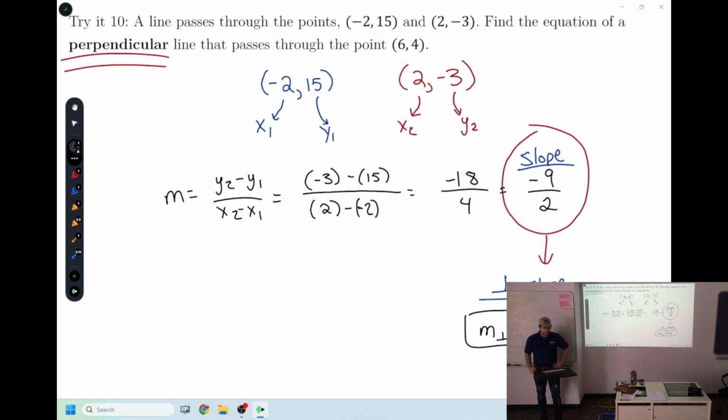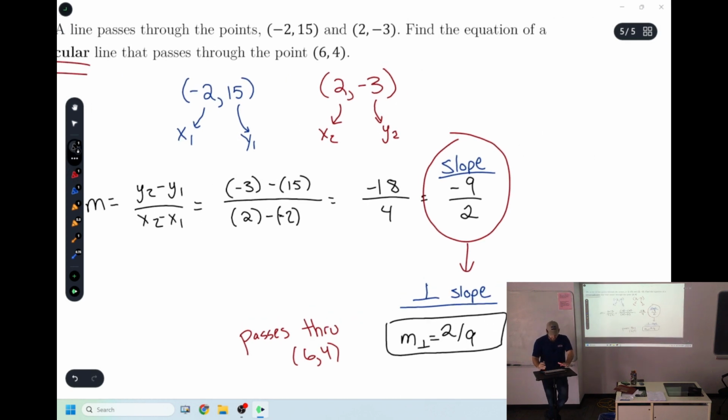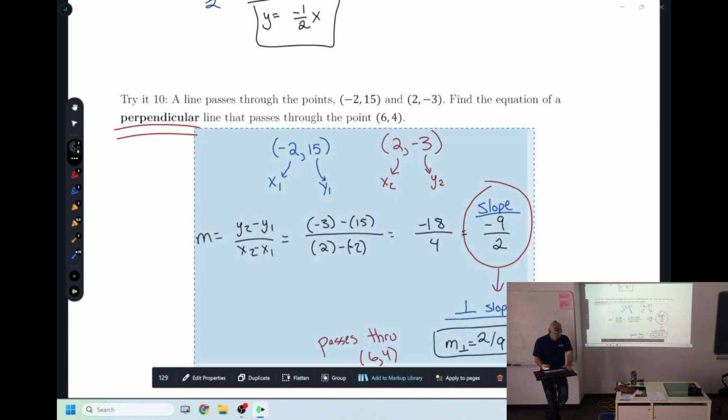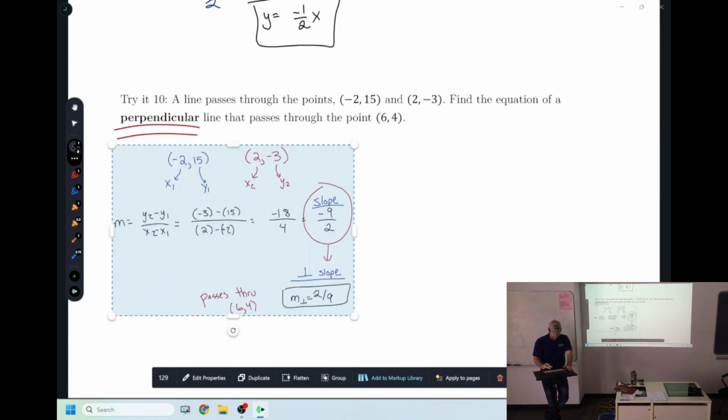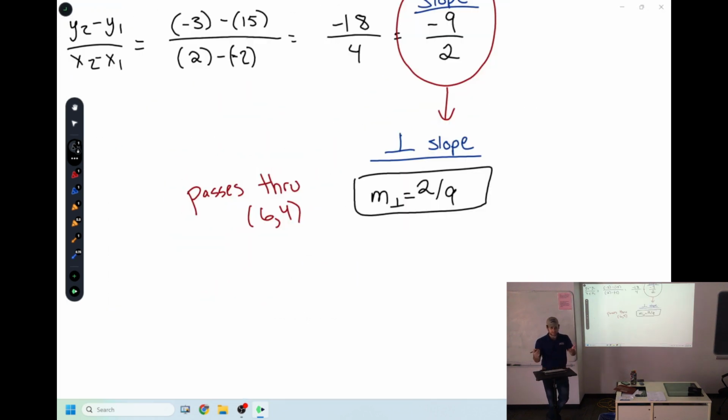We've got a slope. And what point is it passing through? It passes through (6, 4). So we've got ourselves a point and we've got ourselves a slope. I am out of room, so I'm going to do something that you can't do. Isn't that nice? All right. What is that point-slope form again?